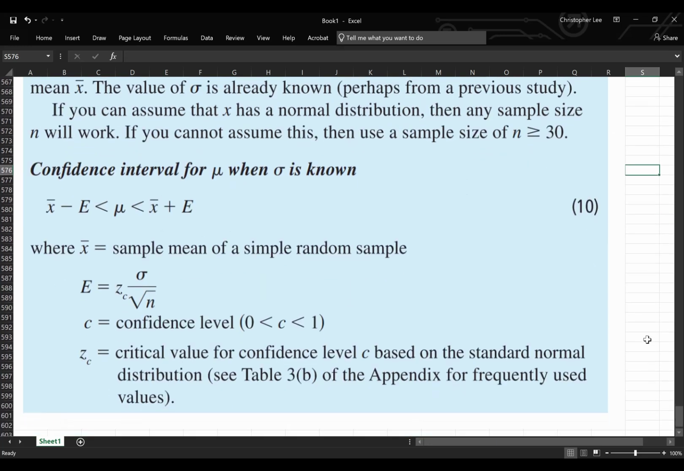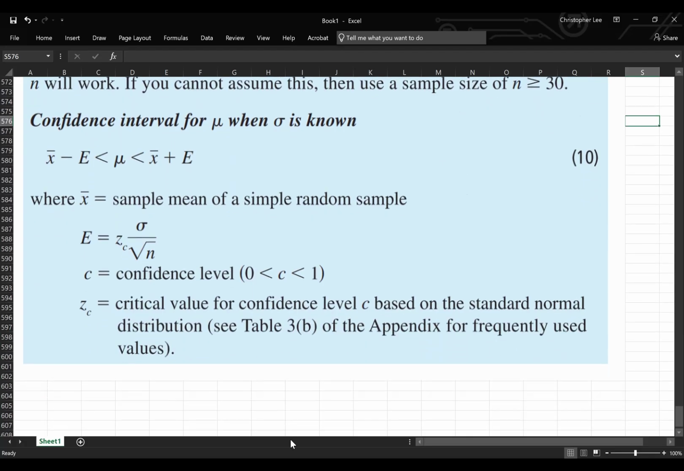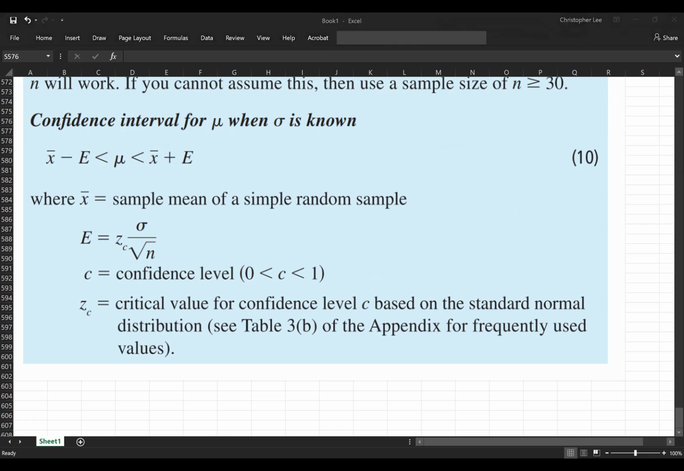So look, this is the final answer that I want right here. I want X bar minus your margin of error less than mu less than X bar plus your margin of error, where X bar is your sample mean of the random sample. Your margin of error E is Z critical times your standard deviation over the square root of n. C is your confidence level given to you in the question, right? Z critical, that's what you have to look up in the table, right? And that's going to be the critical value for the confidence level based on the standard normal distribution, right? And you can look that up on the table at the bottom. And that's it. That's the normal distribution table.